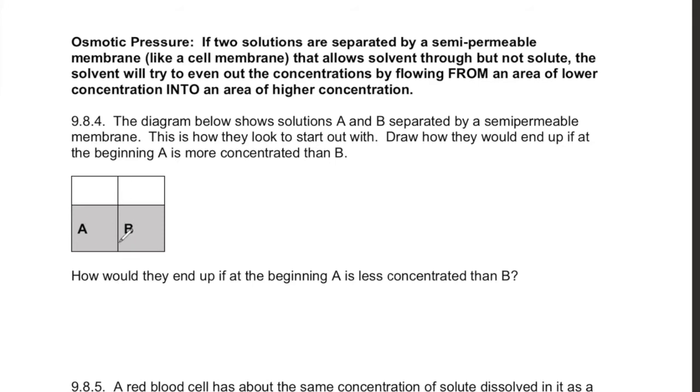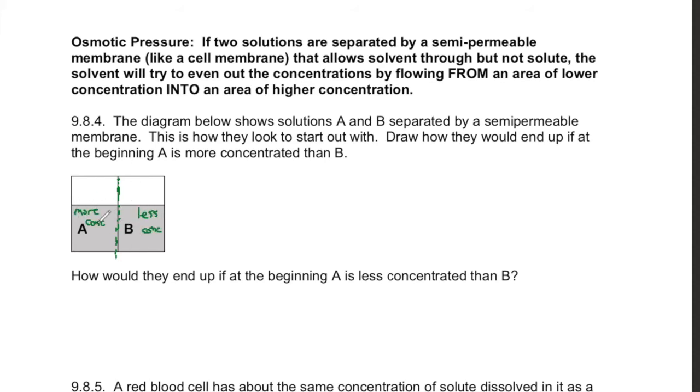So if we have two solutions separated by a semi-permeable membrane, here's our semi-permeable membrane, and the water can flow through this membrane, but the things that are dissolved in solutions A and B cannot get through the membrane. Whatever kind of solute is dissolved, those molecules are too big, or the ions are too big, or this membrane won't let through anything that's charged. For some reason, those solute particles cannot get through. Only the water can get through.